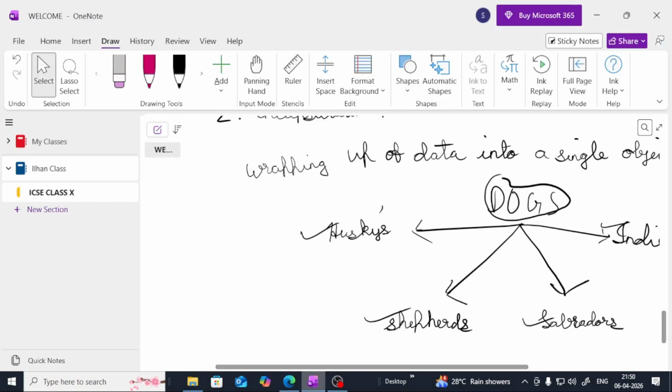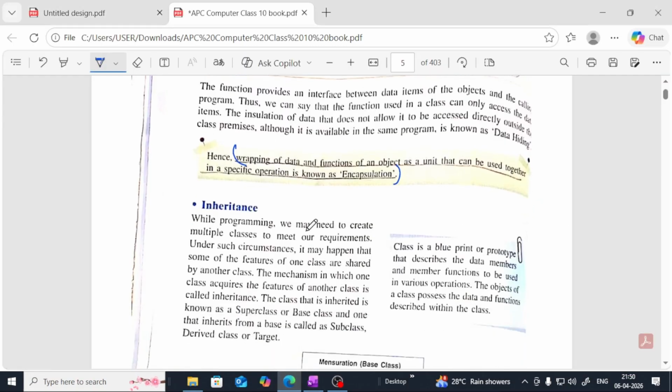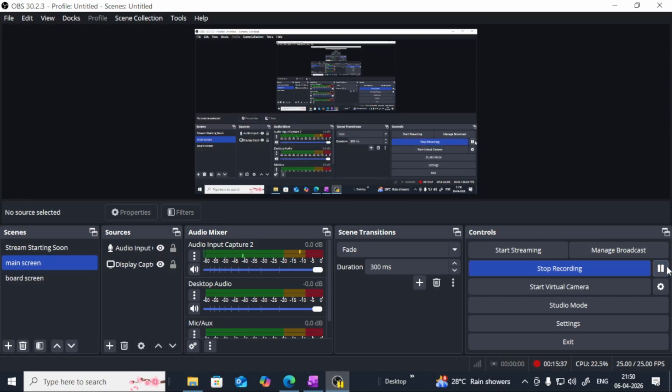Okay. Next up we have inheritance. Inheritance is very easy. Again, I would say just go through this once. You will get the examples and whatever is needed. Class is a blueprint or a prototype that describes the data members and member functions to be used in various operations.